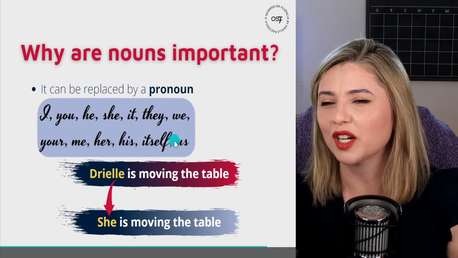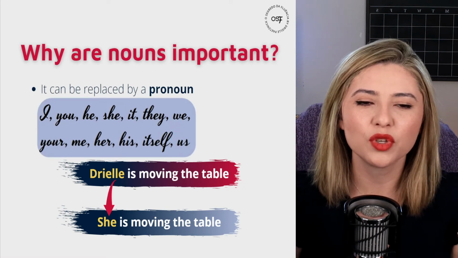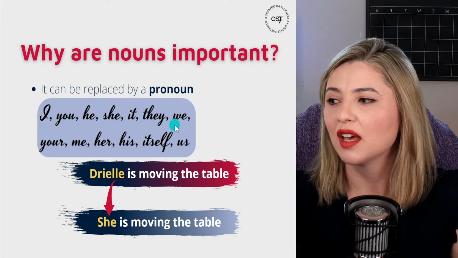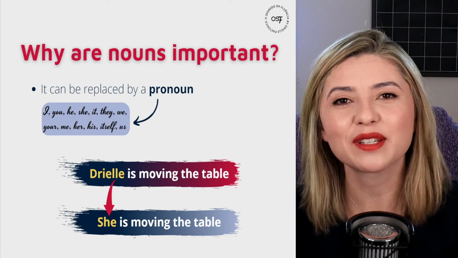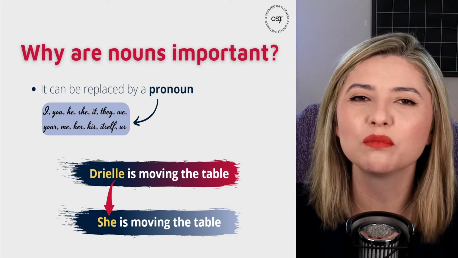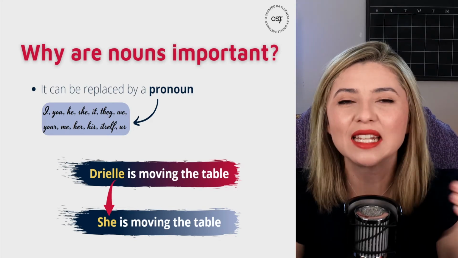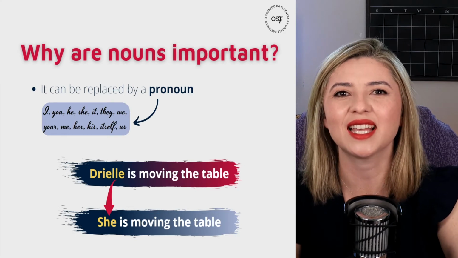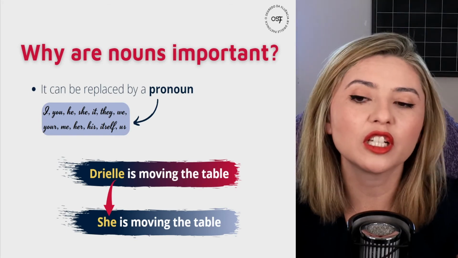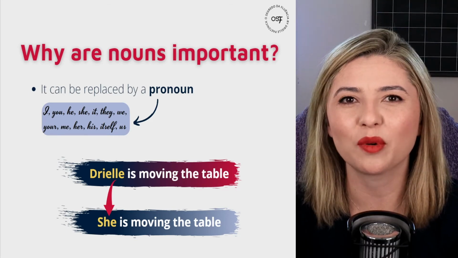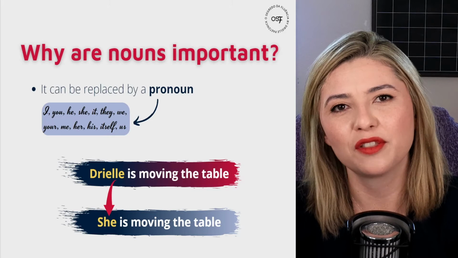Pronouns are all of those words that we say: I, you, he, she, it, they, we, your, me, her, his, itself, us. Those are all pronouns. So that will help you make better sentences. If I say Drielle is moving, question mark, Drielle is moving what? Oh, I need more to understand. In this case, I need a noun, the table. Drielle is moving the table. Even if you're learning English, you can say Drielle is moving table, because later on you will learn about the determiners, the articles, which is the.